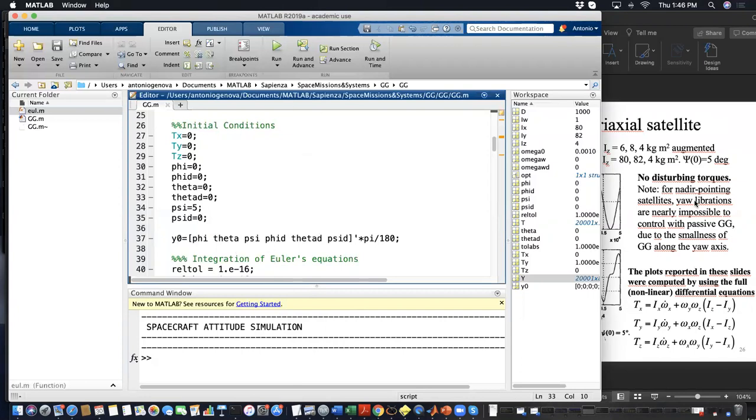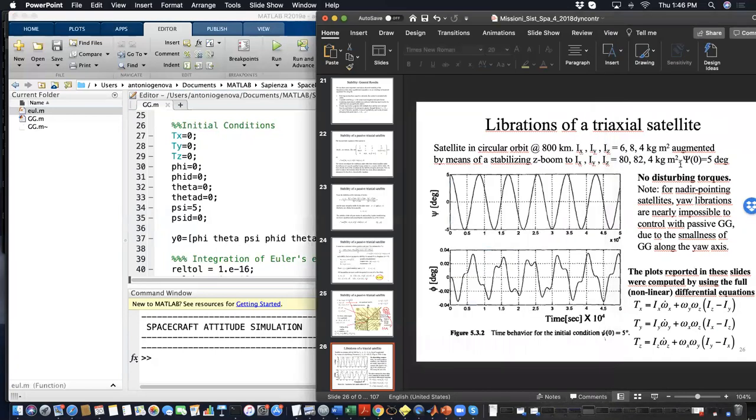What I would like to show you is that the first case presented here is a spacecraft with a moment of inertia along x of 6, 8, and 4 kilogram per square meter. So this is for Ix, Iy, and Iz.